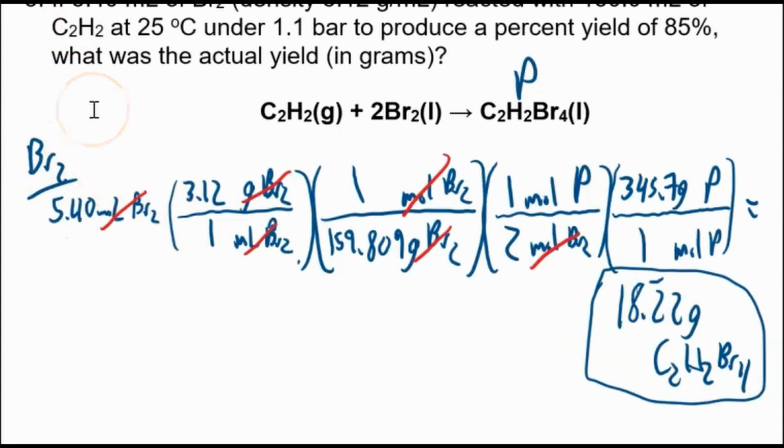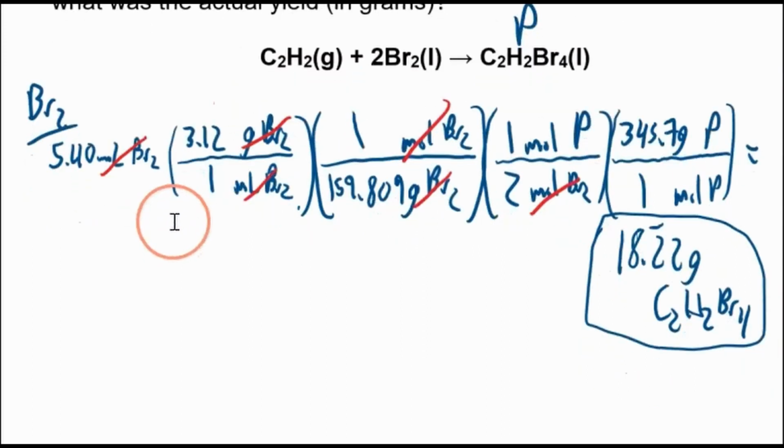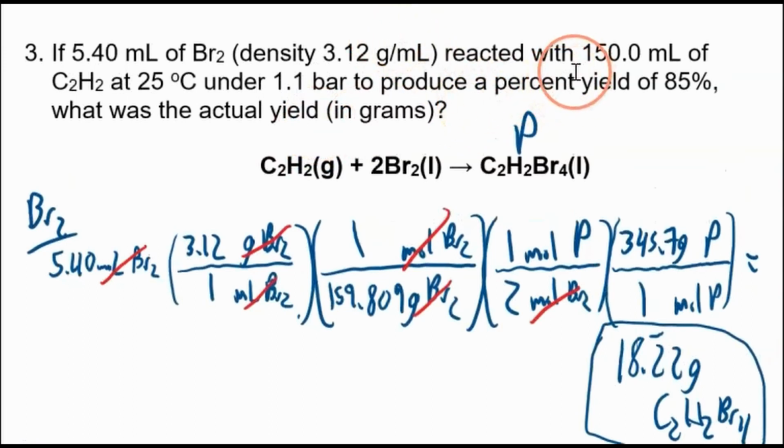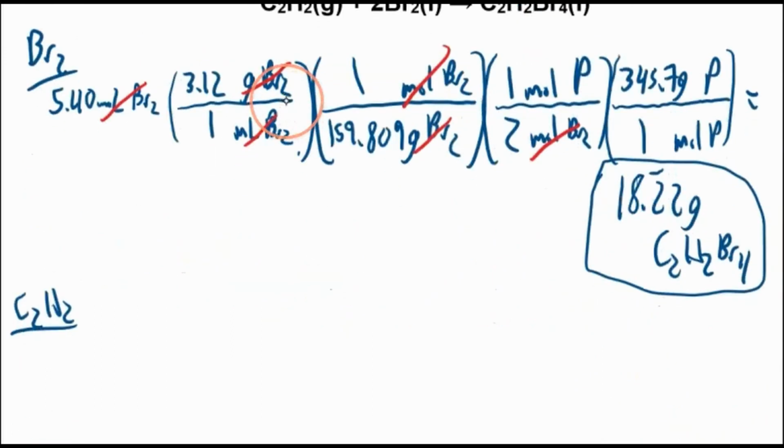But we need to look at the other reactant, the C2H2, to see how much product we would produce if it reacted completely. So we're going to look at the other one, C2H2, and we need to know how many moles of this there are. Well, we don't have a volume or a mass. We have a gas, and we have a volume, a temperature, and a pressure in bar. So we have these gas conditions. In order to find the number of moles based on gas conditions, we need to use the ideal gas equation, or the perfect gas law.